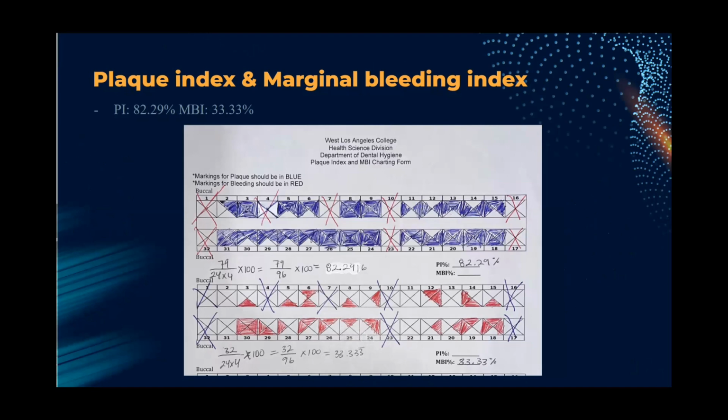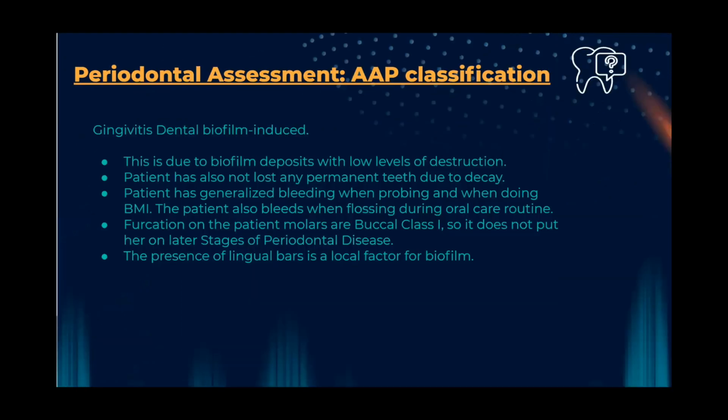Marginal bleeding index was 33.33, which is okay as well. We want to make sure we reduce those numbers.